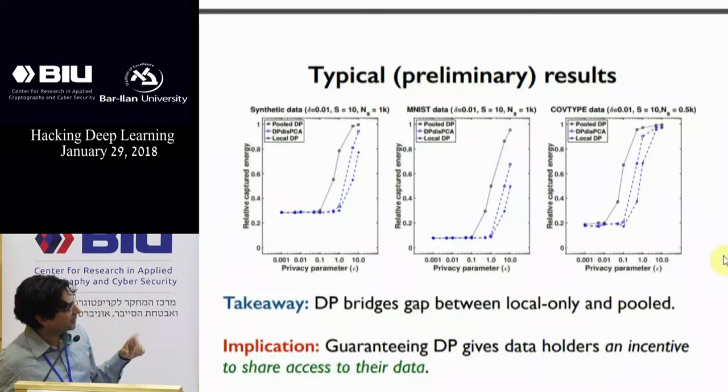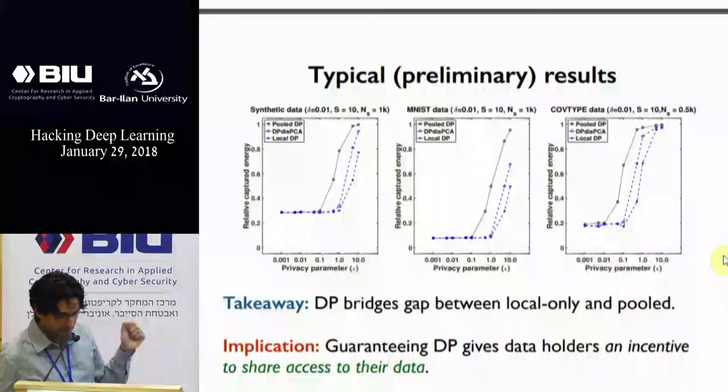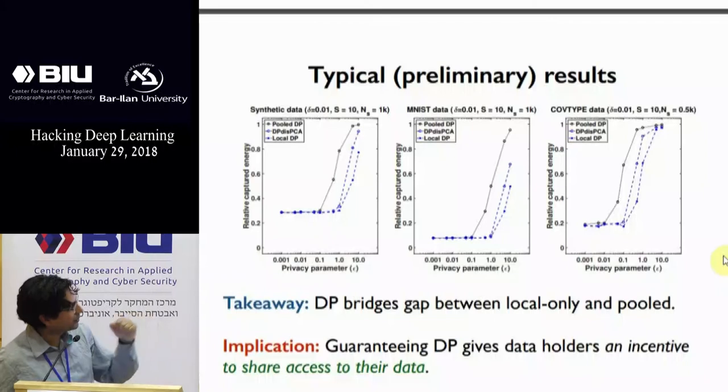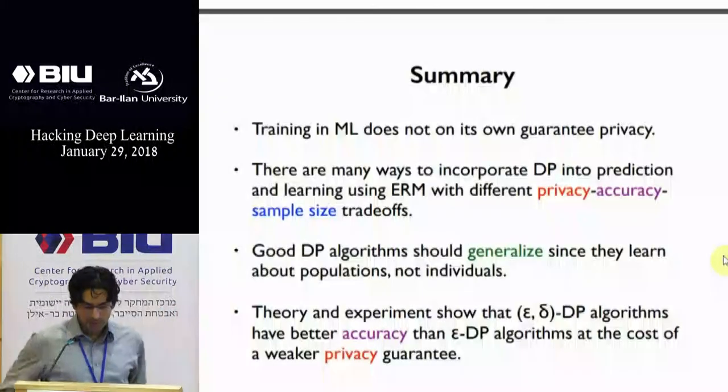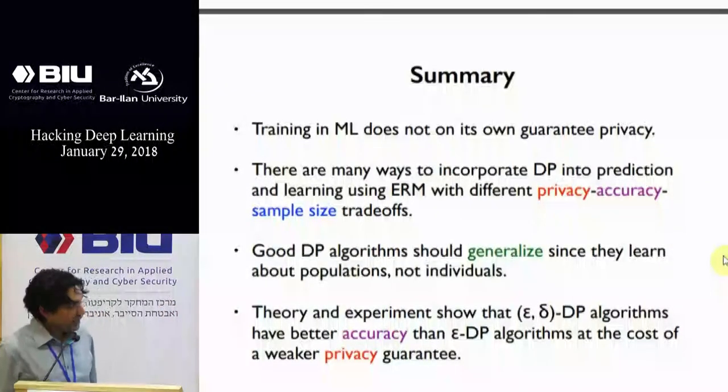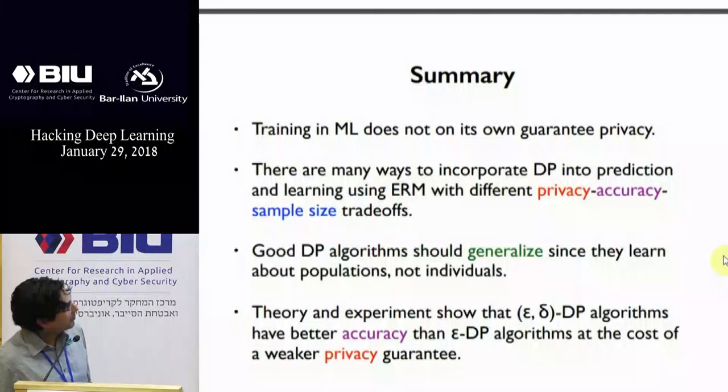So if you are in a situation like you are with a lot of human health research, where centralizing your data is not allowed or not possible, I think differential privacy provides the incentive and protection that people are looking for to allow you to use their data for your purpose. It gives incentive to share access. Training machine learning doesn't guarantee privacy, but there are a lot of different ways to incorporate differential privacy into prediction and learning, say using ERM, but also in these other algorithms that I mentioned, in graphical models, and there's a lot of work on Bayesian statistics now.